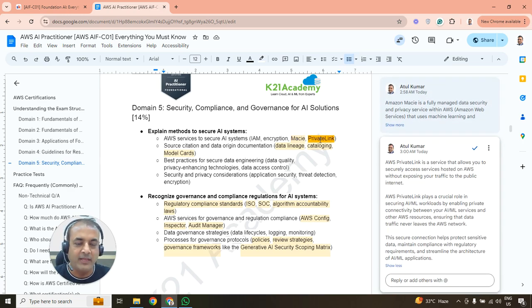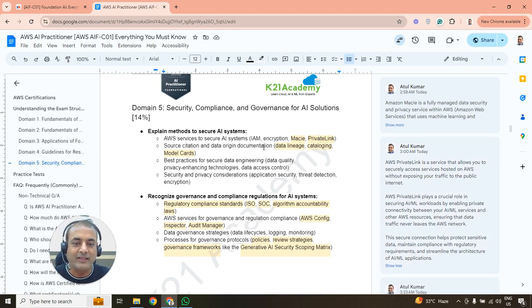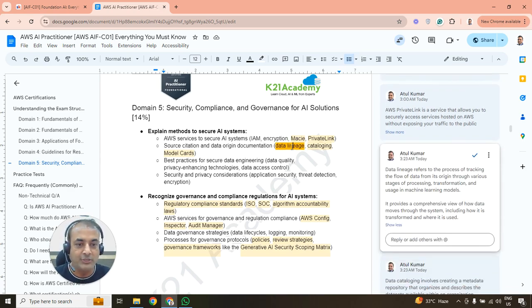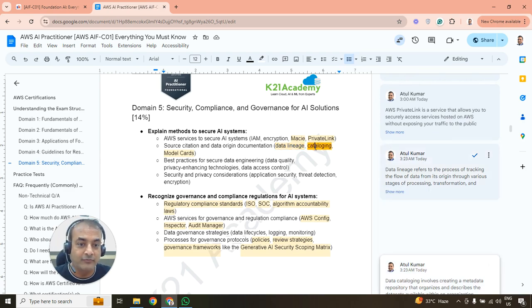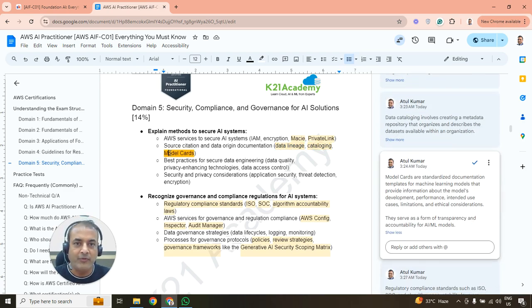You also have PrivateLink within AWS, which makes sure that the data within AWS never leaves onto the public internet, and it stays within your data center or within your remit that you want to control. Also, there are source citation as well as data origin documentation, in terms of data lineage. What does that mean? Cataloging, model cards, which we saw earlier. So you should have familiarity with those. Again, don't feel overwhelmed. This is a high-level overview, and you'll learn all these things in a simple, easy manner.